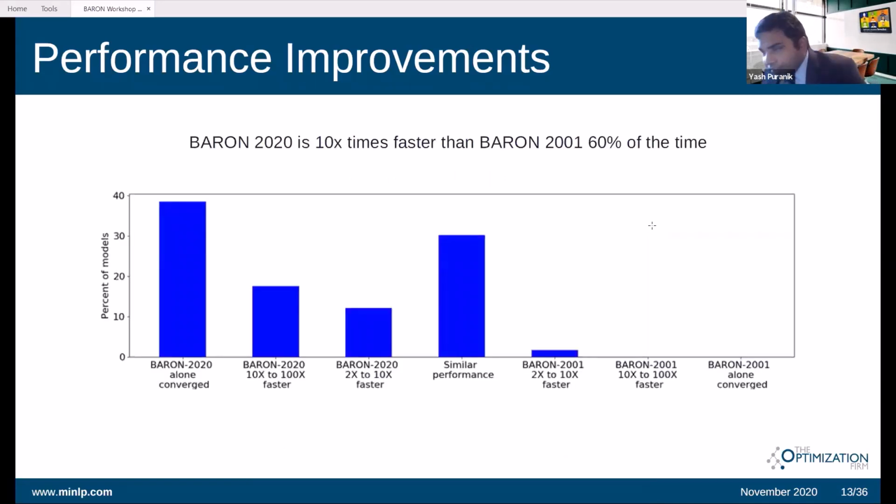Of course, the figure of 245 was an average figure across the entire MINLP test set.